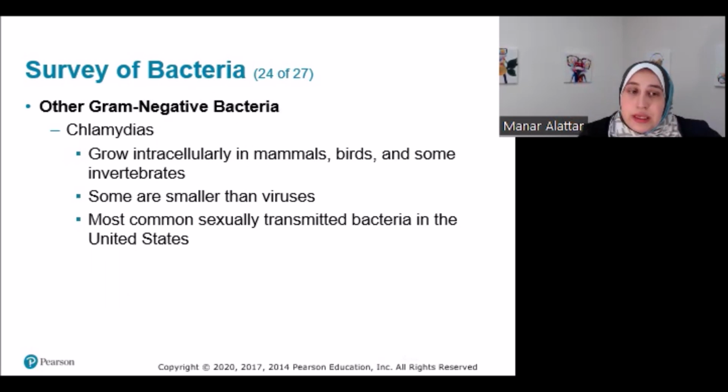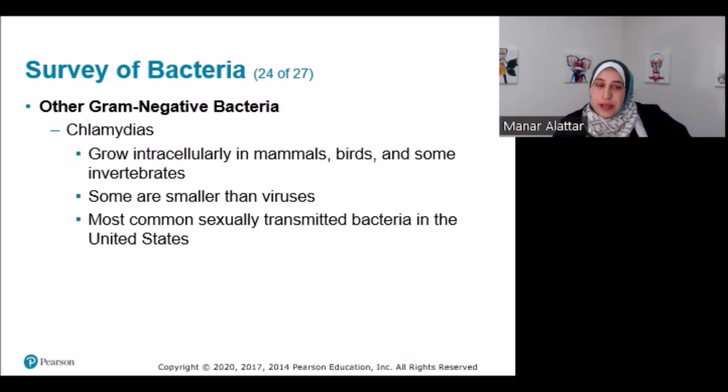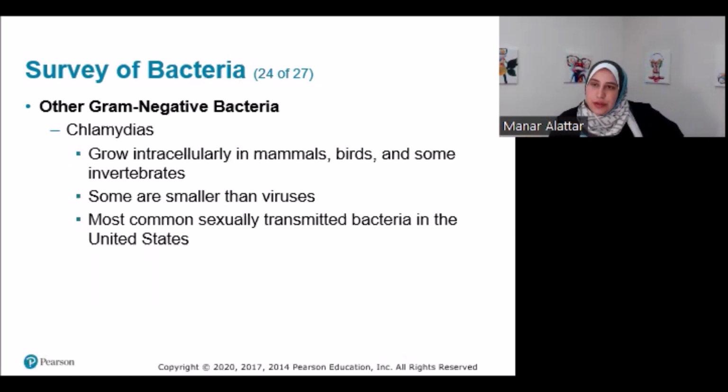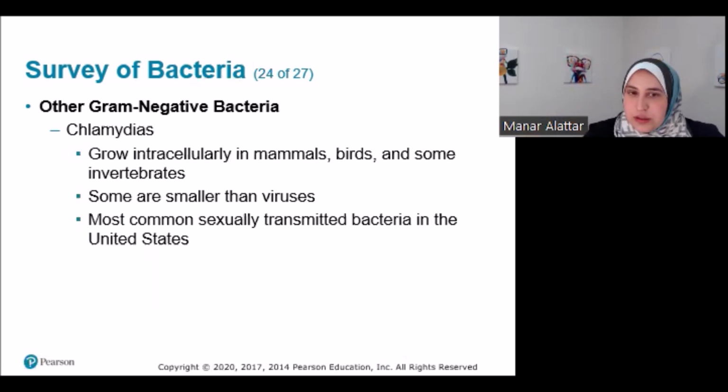So starting with chlamydia, they tend to be very small, gram-negative cocci. Some are actually smaller than the largest viruses that we know of. But they are more complex than viruses, and they do have their own metabolism. So they are bacteria, but there's some that are smaller than the largest viruses that we know. And chlamydia is actually the causal agent of the most common sexually transmitted disease in the US.